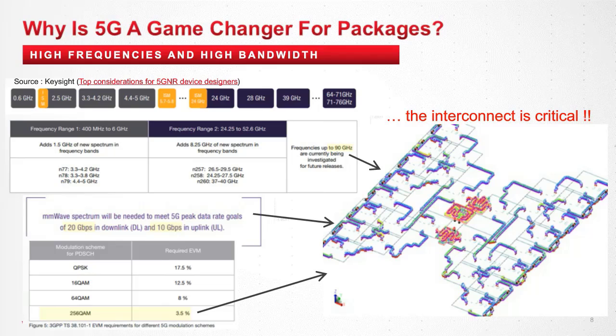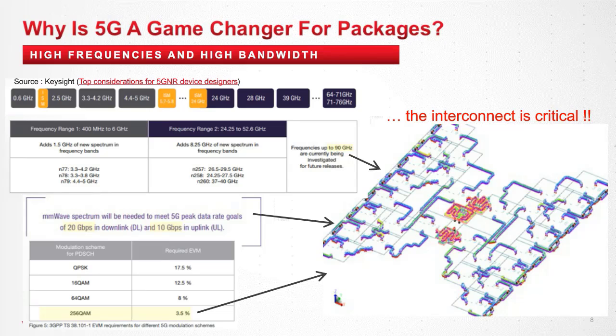So 5G, what's behind this quote? Why is 5G a game changer for packages? Well, higher frequencies and bandwidth. I've got a whole bunch of data here, but on the top left-hand side, these are the frequency bands. So 5G extends over a huge frequency band. Down at the lower frequencies, I think the technology mixes are relatively the same as the previous generations for the most part. There's still more complexity.